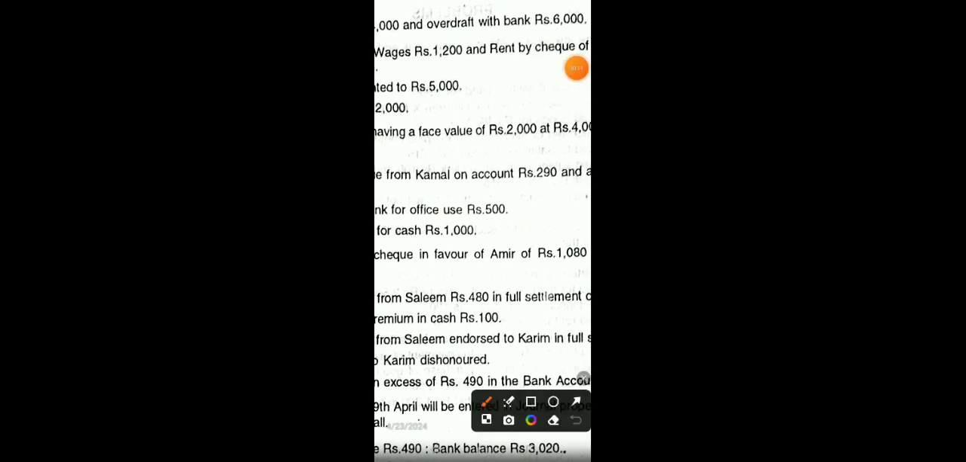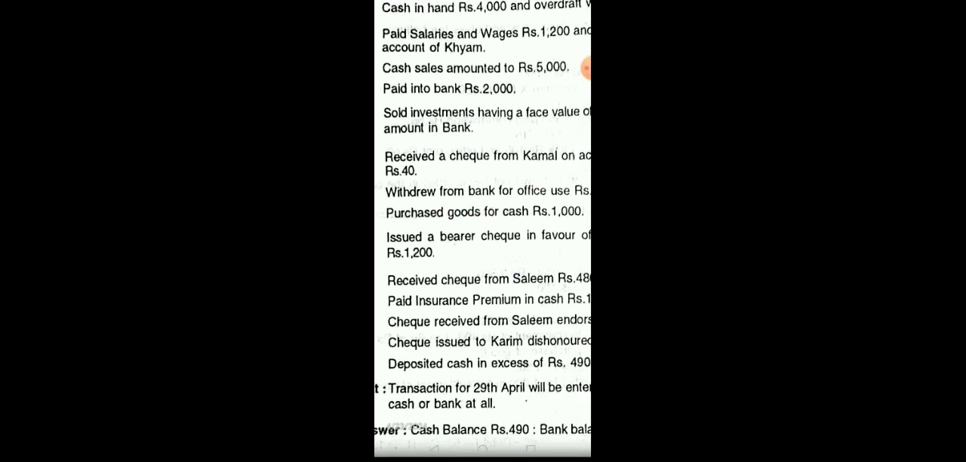That is 17. Let's put the date first. 17 in the date column. 17 is saying: issued a bearer check in favor of Amir, 1080 in full settlement of rupees 1200. Okay, what is a bearer check? Bearer check means there is no name mentioned on the check. Whosoever has that check can take cash from the bank. It's a bearer check, and this check is issued in favor of Amir. Amir is the person to whom the amount was payable. So instead of paying him, you have issued a check.